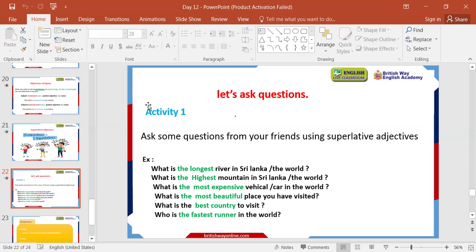Who is the fastest runner in the world? Usain Bolt is the fastest runner in the world. Okay, others, so tell me what is it? Some other best things: longest, fastest, shortest, most expensive, like that.